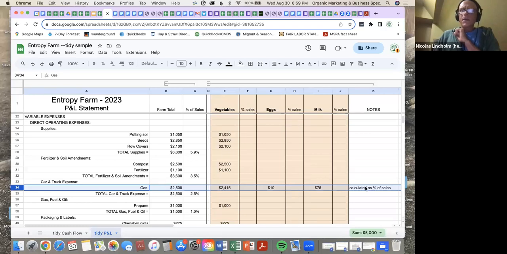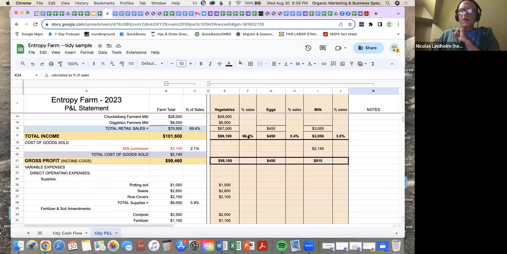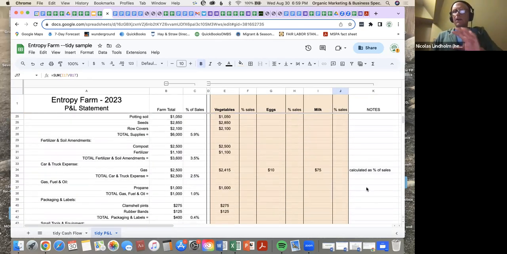So going back up to where I calculated right up here, I'm going to allocate that gas expense. 96% of it will go to vegetables, 0.4% of it will go to eggs, and 3% to milk. And that's just kind of a shot in the dark guess. It's not exact, but that's probably the best way to start spreading some of these expenses, especially when we scroll down a little further and look at the fixed expenses. This is exactly the easiest and quickest and pretty accurate way. Just allocate these kinds of costs across all the enterprises on a percentage based on the sales.